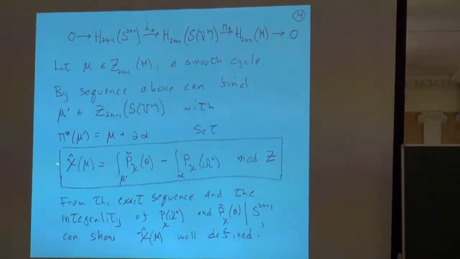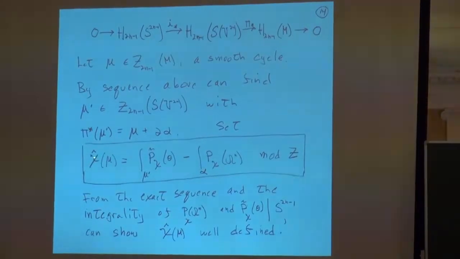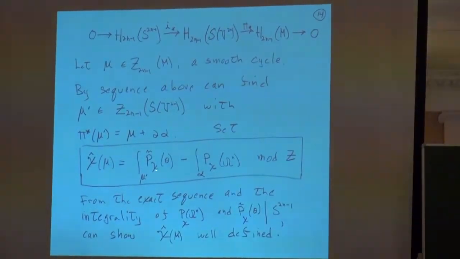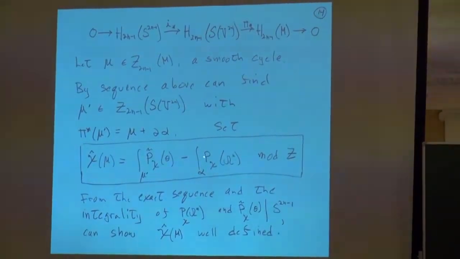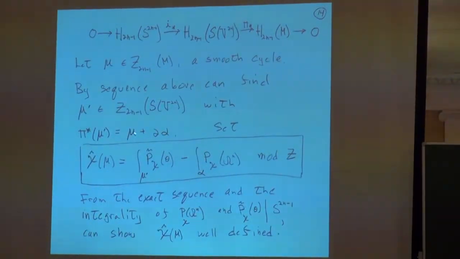And now I'm going to define modulo Z, something I'm going to call chi hat of mu. What I'm going to do is integrate this special form upstairs over mu prime and do a correction factor over alpha, because it didn't go right down to mu, by integrating the Euler form over the interior of the boundary of alpha, over alpha itself, and I'll reduce that mod Z. And from the exact sequence and the integrality of this over the fibers, you can show that this is well defined.